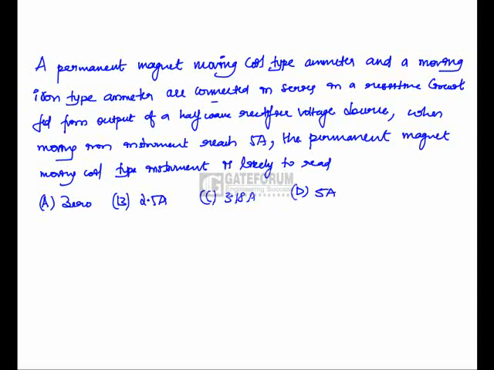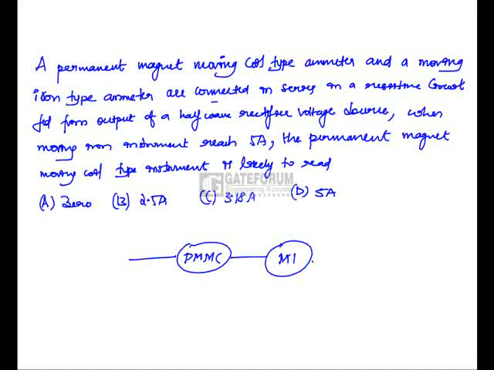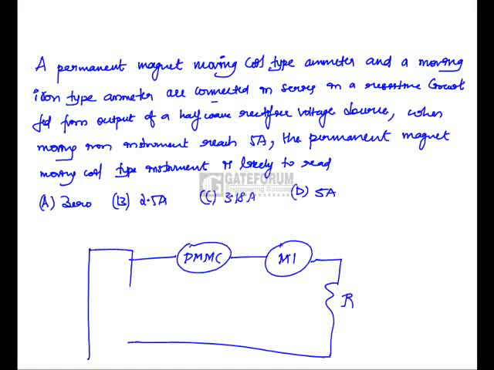A permanent magnet moving coil (PMMC) type ammeter and a moving iron type ammeter are connected in series in a resistive circuit. This is the resistive circuit, and these are connected in series. Here we have a half wave rectifier. The input to the half wave rectifier is AC, whereas the output is DC.